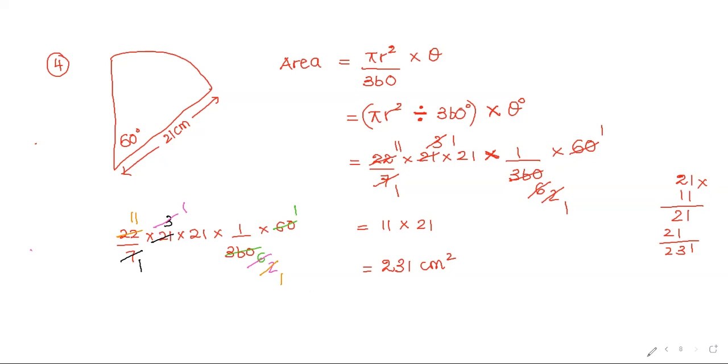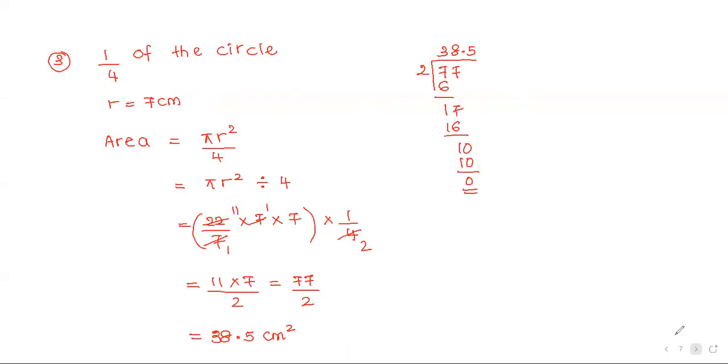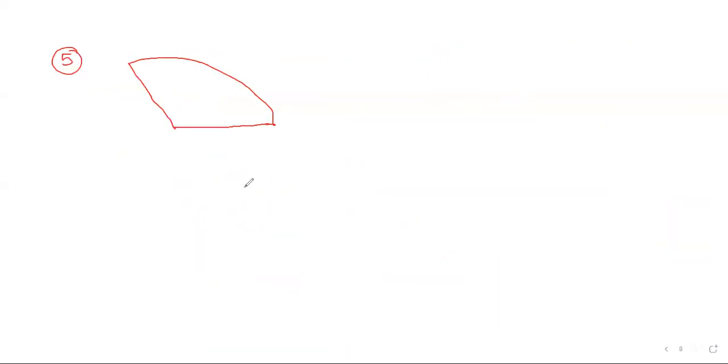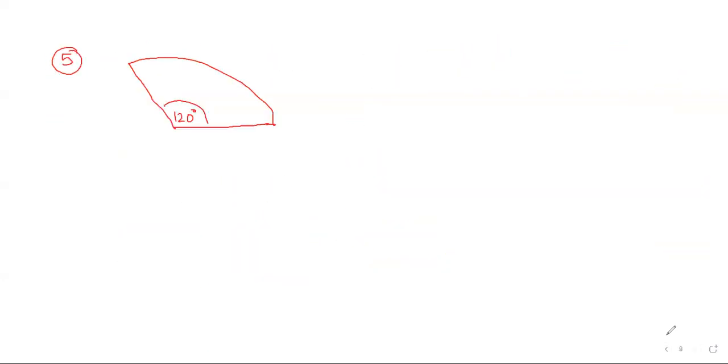Then we will move to question number 5. In question number 5, you have again a sector, but a different theta value, right? So this is the sector of the circle, right? The drawing does not need to be that exact, don't think about that. And here it is 120, so you have 120, that is the theta value. Thereafter, the radius value you have is 7 centimeters.